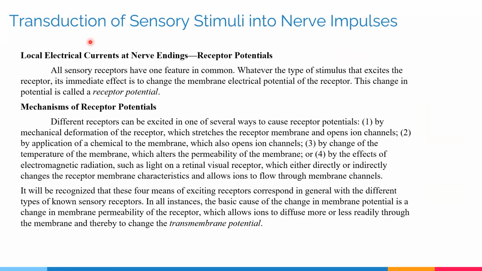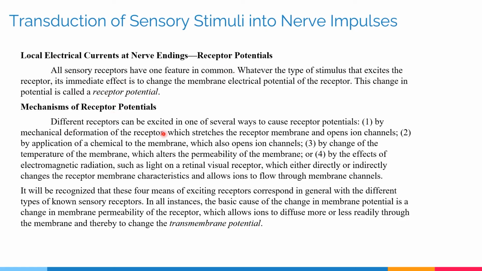Next, we look into transduction of sensory stimuli into nerve impulses. Local electrical currents at nerve endings are known as receptor potentials. All sensory receptors have one feature in common. Whatever the type of stimulus that excites the receptor, its immediate effect is to change the membrane electrical potential of the receptor. This change in potential is called the receptor potential. We look into the mechanisms of what exactly affects the receptor potentials.